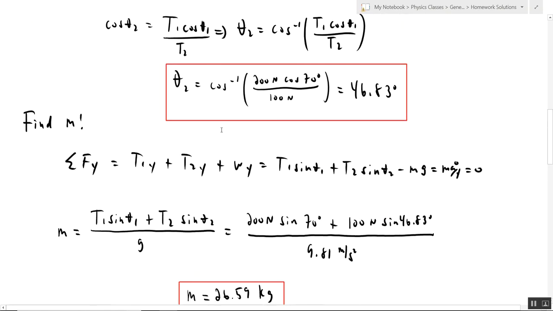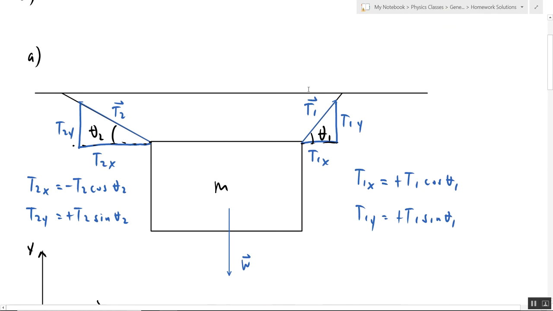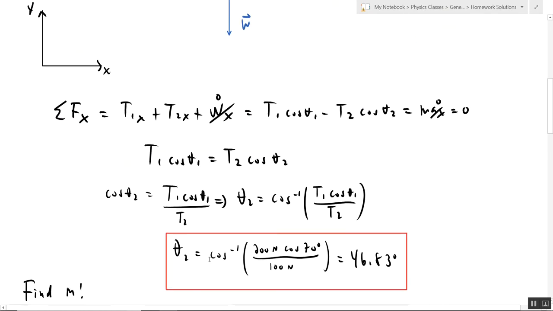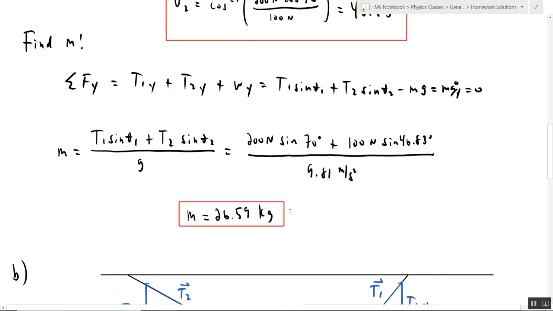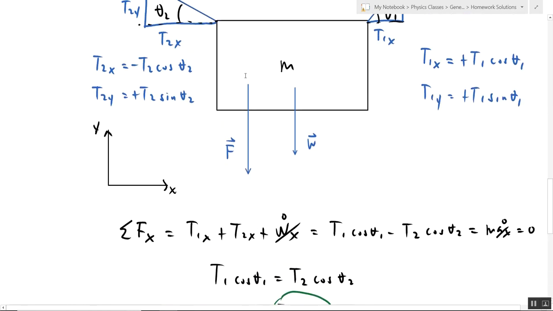And now that you know the angle, if you sum the forces in the y direction, which is T1y plus T2y minus w, that's equal to 0 because the acceleration in the y direction is 0, as it almost always is. The only thing you don't know in that equation is the mass. So you get this equation here, T1 sine theta 1 plus T2 sine theta 2 minus mg is equal to 0. So you add mg to both sides and divide by g. You know everything here except for the mass. You just solve for the mass. It's 26.59 kilograms. Part B is if you pull down on the sign with an extra force.